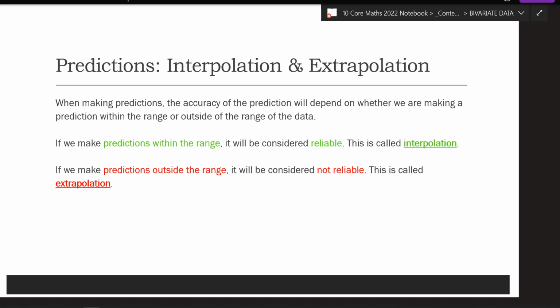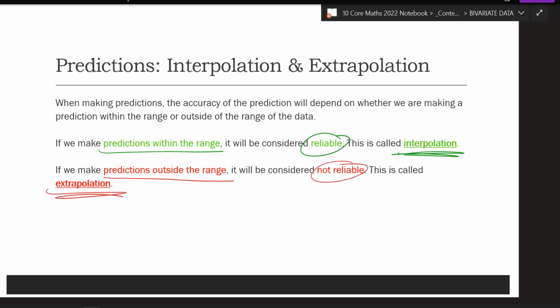Okay, so when you're making a prediction within the range, so when we talk about within, you've got a bunch of dots and you're making a prediction that's somewhere in the dots, it's reliable and it's called interpolation. Okay, so if you're making a prediction inside the data, it's reliable and it's interpolation. But if you make a prediction outside the range, so now if you've got a bunch of dots, but you make a prediction that's maybe off the graph or you can't see it in the graph anymore, it's not reliable and it's extrapolation.